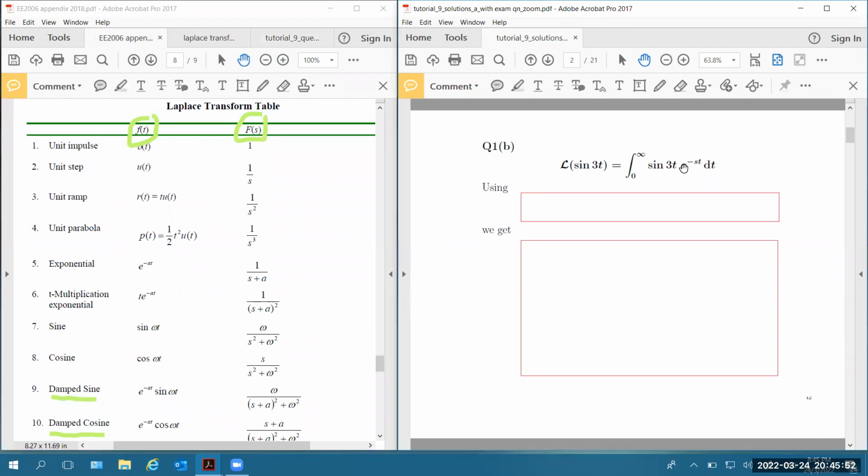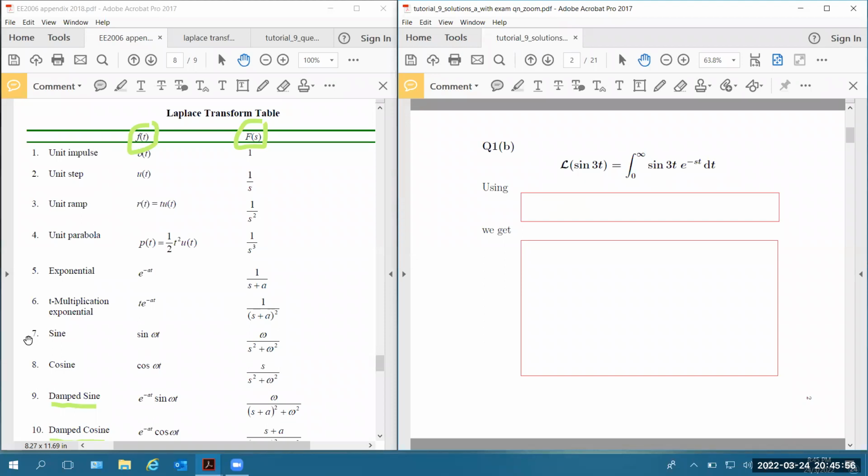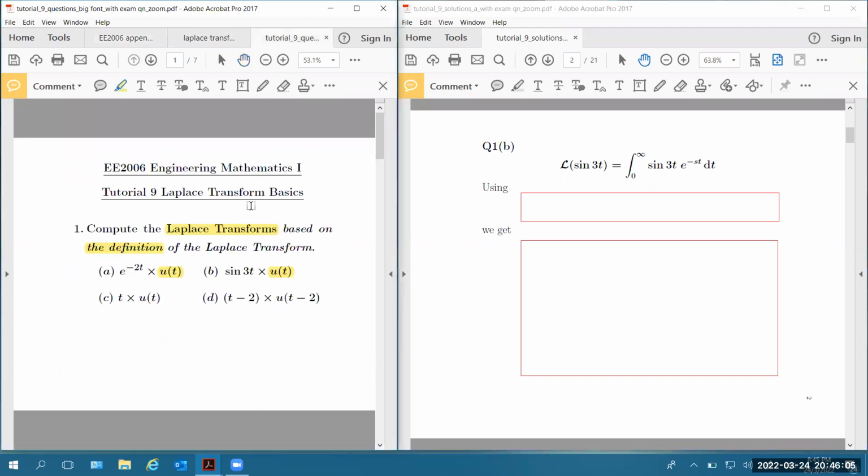You mean go and look at number 7? No. For this question you cannot look at number 7, because they ask you to find it based on the definition. That means you have to do the integration. So you cannot look at the table. How would you integrate this? You do it by parts. Integration by parts also can.